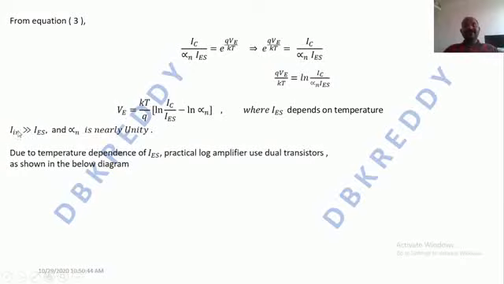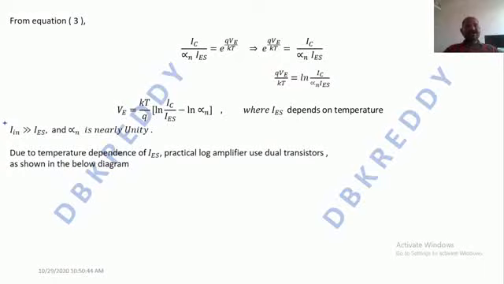And this particular IN is much greater than the IES. IES is nothing but the reverse saturation current, which is due to the minority charge carriers, and this particular current depends on the temperature. But the minority charge carriers current is always less than the majority charge carriers current. So the majority charge carriers current is nothing but the IN.